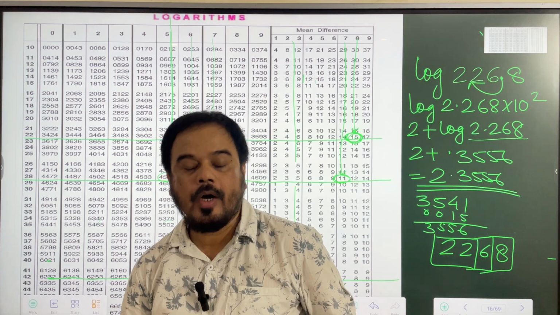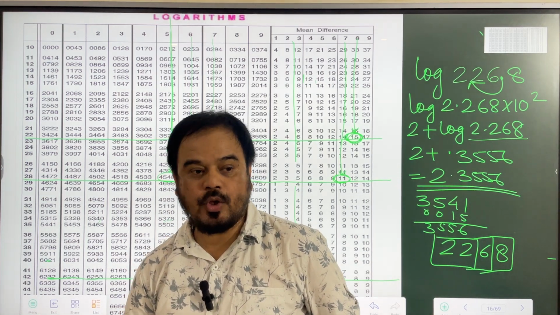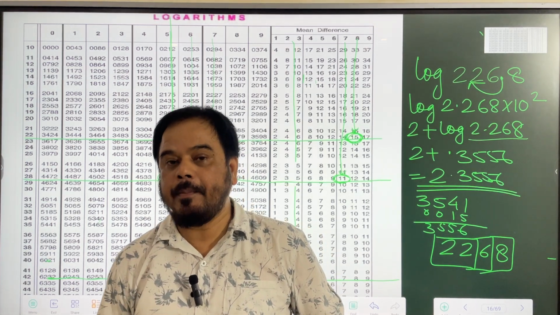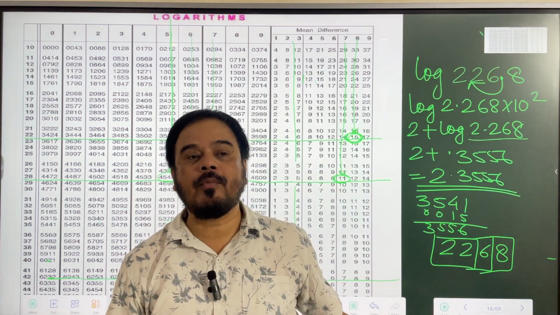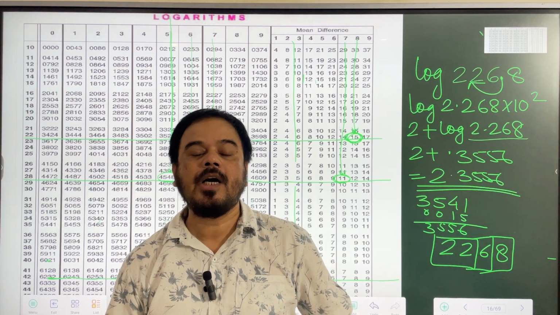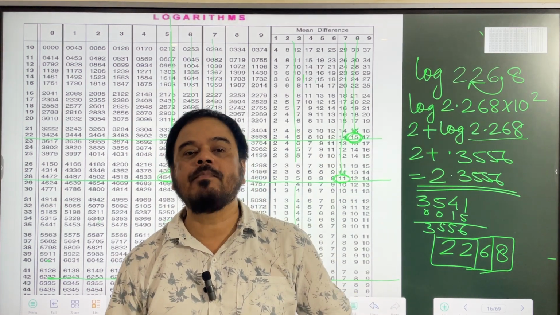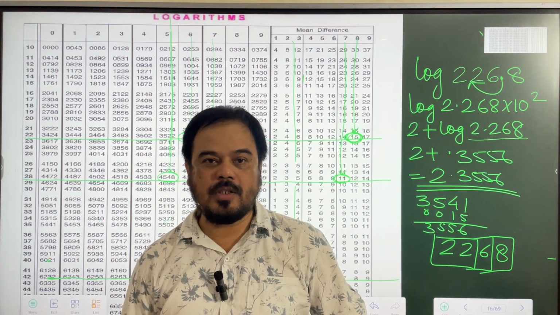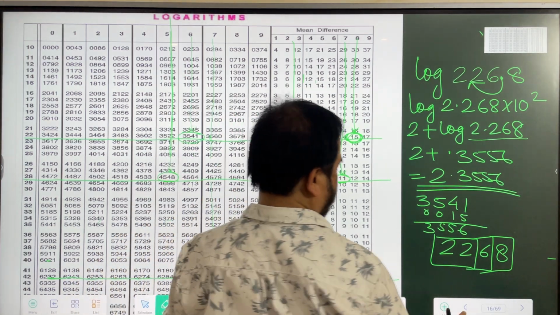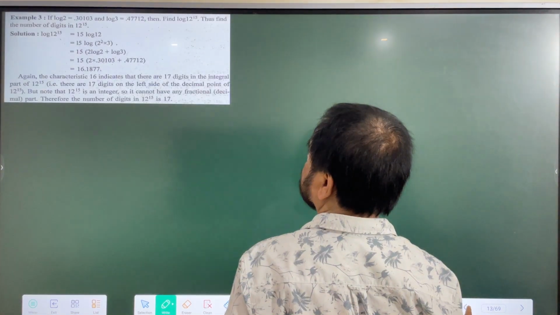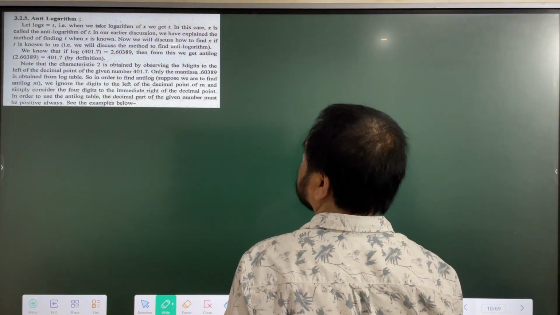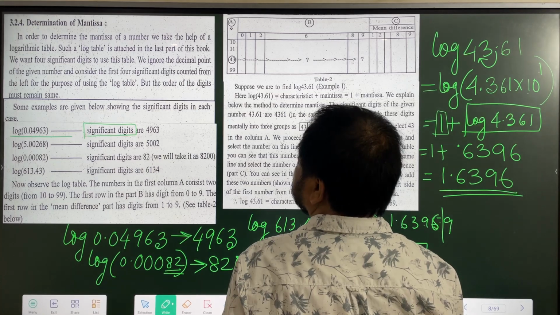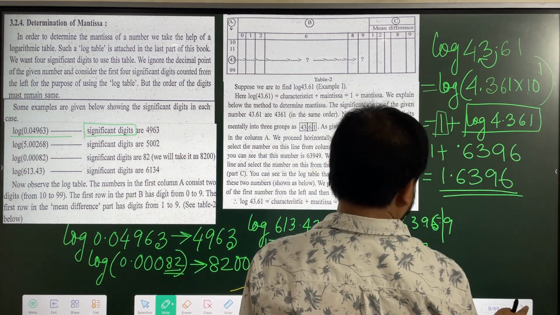We have to know the use of log table. This log table will be given in exam if it is big sums, or some of the values of log from the log table will be given in the question itself. You don't have to learn by heart this log table. This is not necessary. So significant digits you have understood.